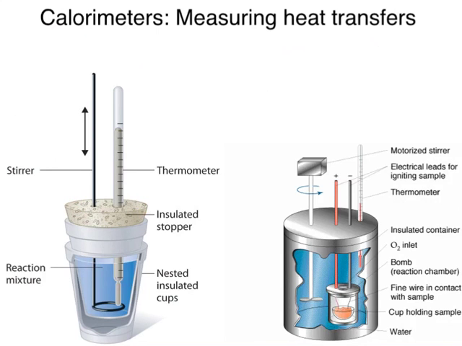Obviously, we don't want heat to escape as much as possible. We've got a thermometer so we can measure the temperature change. We've got a stirrer so that we can stir if need be. We've got a reaction mixture. This is usually water and something. This could be something else. Okay? And we've got the nested cups, like I said before.